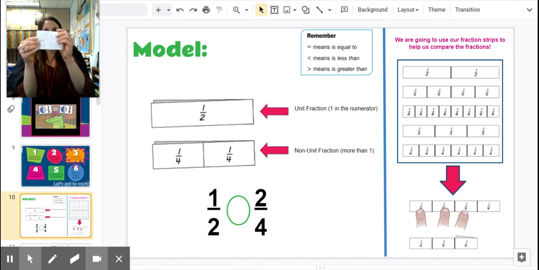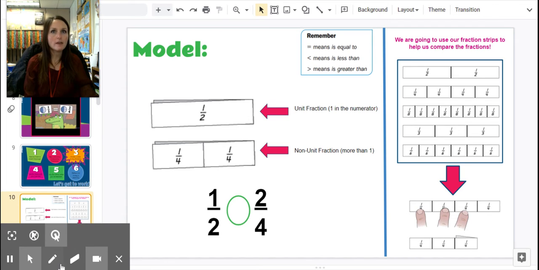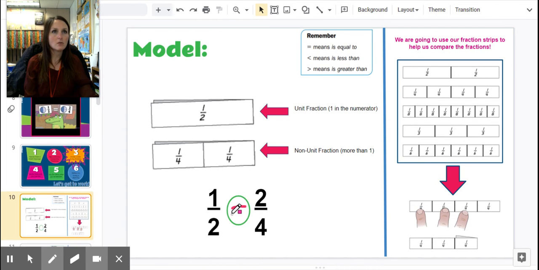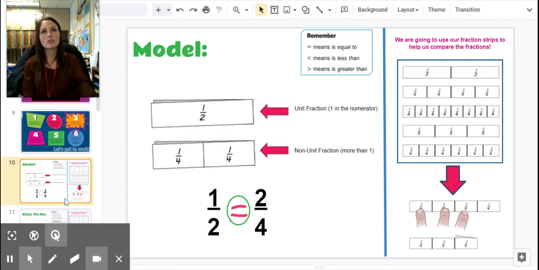1/2 is the same as 2/4. One isn't bigger than the other. They both end up being the same size. So this is where I'm going to put an equal sign, because they are equivalent. Well, let's look at another one.